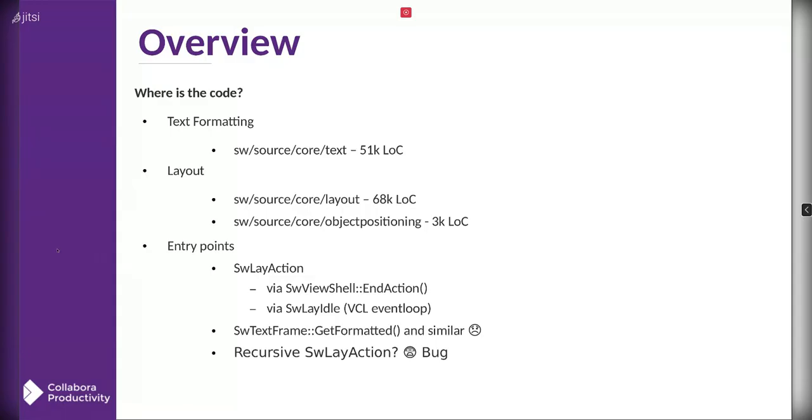Right, and then there are some other places that can start layout or text formatting. For example, there is the function SwTextFrame::GetFormatted, which usually does nothing, but in case the frame on which it is called is not yet formatted, then it will actually do the formatting, and this may or may not give good results. So it's a bit suspicious if you see this invoked and it actually does formatting.